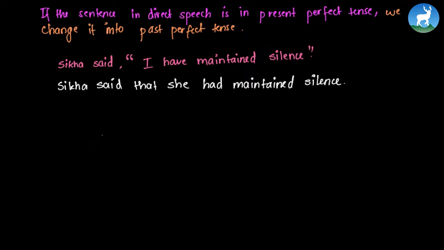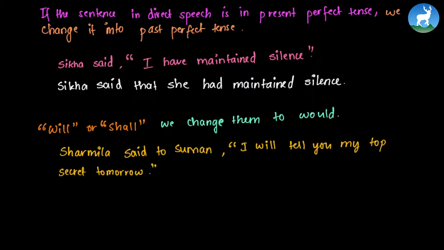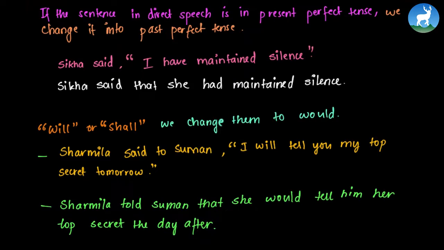Another rule says that if the sentence has will or shall, we change it to would. For example, Sharmila said to Suman, "I will tell you my top secret tomorrow." We change it into indirect speech by saying, Sharmila told Suman that she would tell him her top secret tomorrow. So notice that will used in direct speech is converted to would in indirect speech, and the adverb tomorrow is changed to the day after.